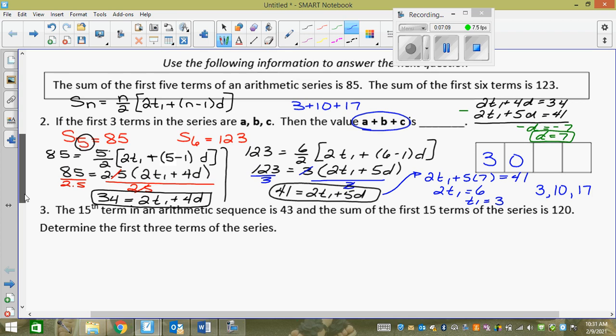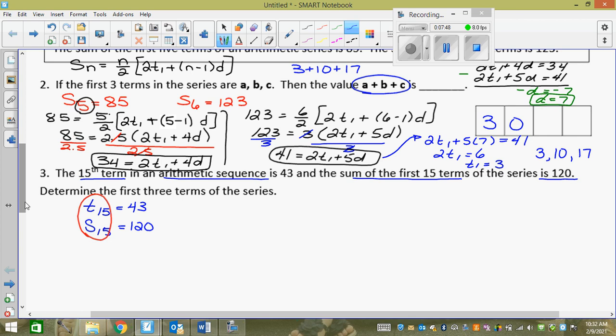The next one, I have the 15th term, not the sum. The 15th term in an arithmetic sequence is 43. So T15 equals 43. The sum of the first 15 terms is 120. Be suspicious when these are both 15. That means I gave you the sum and the last term, right? And if I give you the sum and the last term, I know I'm going to be able to use this first sum formula of arithmetic in order to figure things out. And it says determine the first three terms of this sequence.